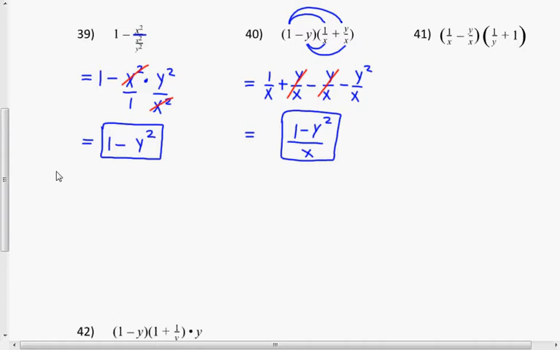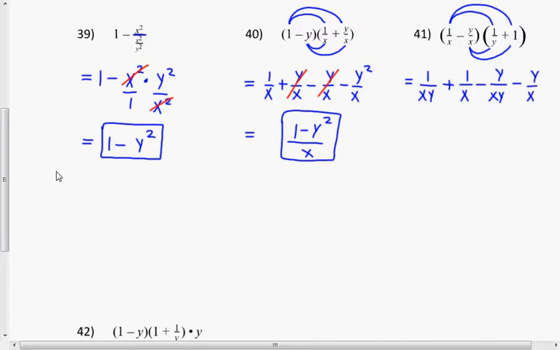For number 41, go ahead and FOIL out this product. We have 1 over x times 1 over y, so that's 1 over xy. 1 over x times 1 is 1 over x. Y over x times 1 over y is y over xy. And minus y over x times 1 is minus y over x.